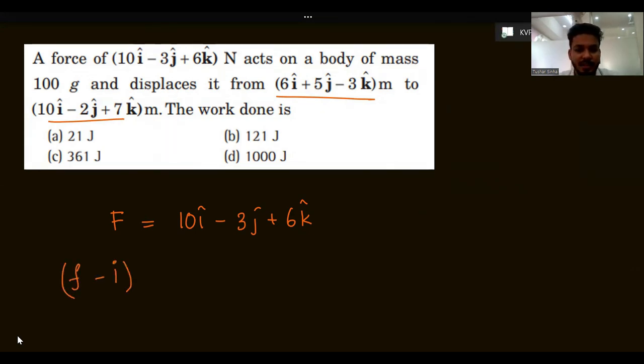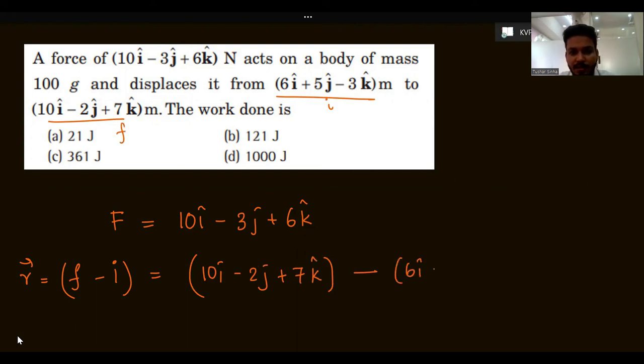Okay, that is the formula for displacement. Whatever displacement I'm representing by r vector is given by final position minus initial position. Final position is 10i minus 2j plus 7k, and I have to subtract the initial position from it. So this is the initial position, this is the final position. The initial position is 6i plus 5j minus 3k.